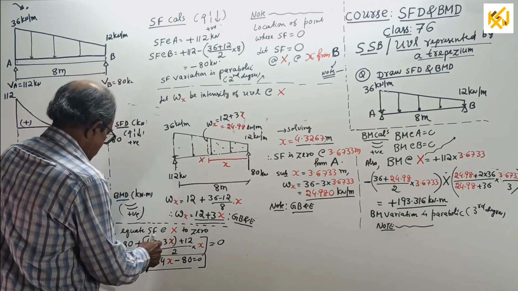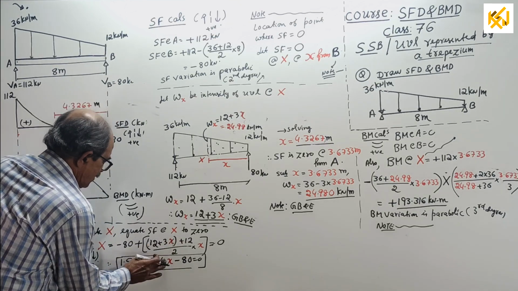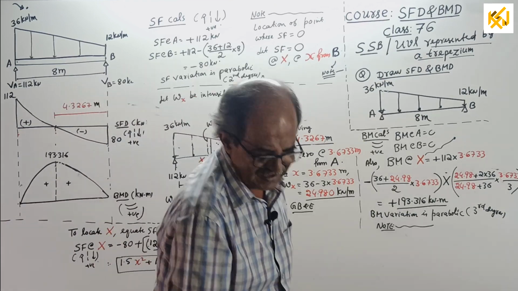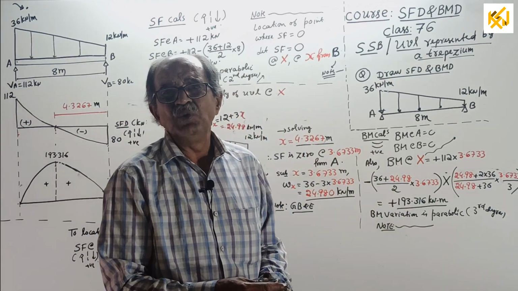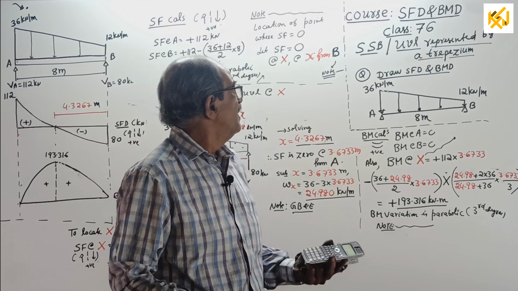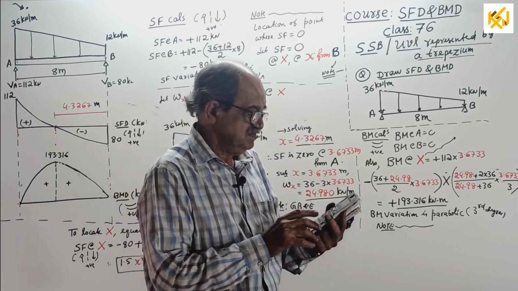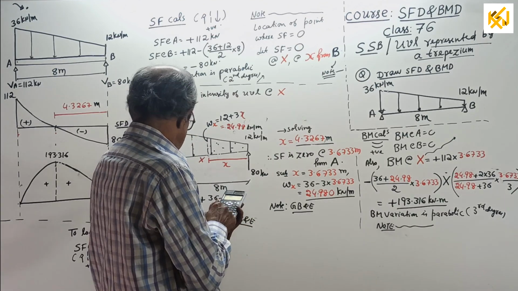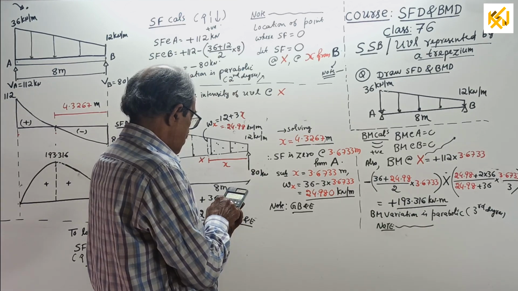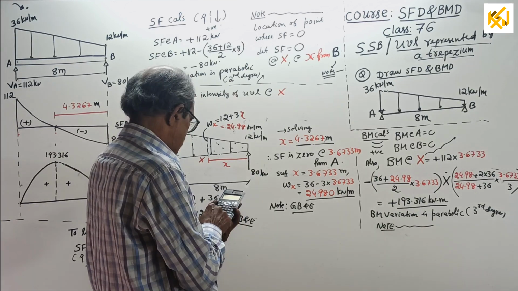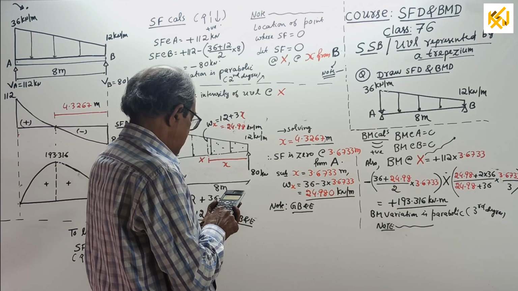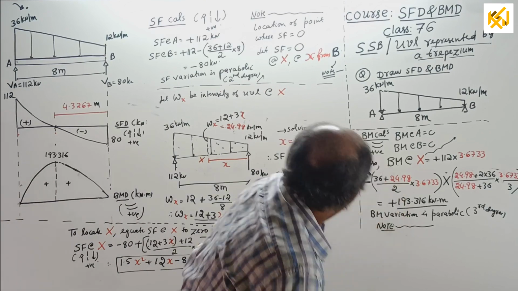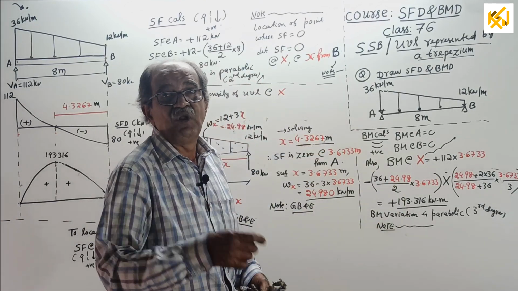The equation will come 1.5x square plus 12x plus 12x by 2 minus 80 equal to 0. See, if such things happen, I am not worried because I know ultimately what answer I want, it will come. So now solving, x equal to root of 12 square plus 4 into 80 into 1.5, minus 12, divided by 3, which is 4.3267 meter.